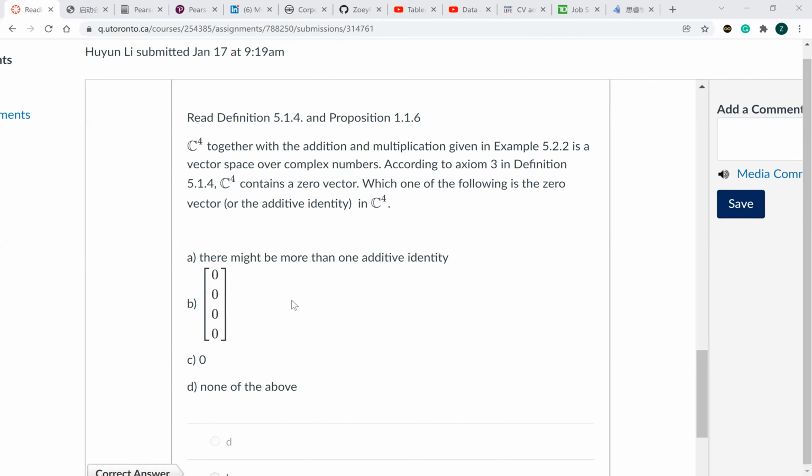Okay. So for this question, the additive identity for the complex number is, I think, 0 plus 0i. But the answer is B, so I'm confused here. Together with addition in a vector space according to axiom 3, in the definition, which one of the following is the zero vector?